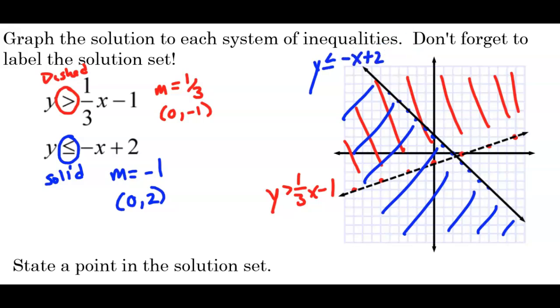And again, we can check the origin pretty easily here, 0, 0. So is 0 less than or equal to 0 plus 2? Is 0 less than or equal to 2? It is in fact. Origin should be part of the solution set, which it definitely is.